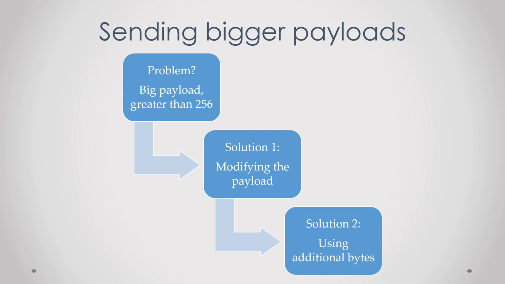Let's say we have a big payload that is greater than 256. If the range is greater than 256, we cannot send it directly over the network because, as we discussed in the previous video, the payload variable only works in a 1 byte interval, so 8 bits. So the maximum range per interval is 256.